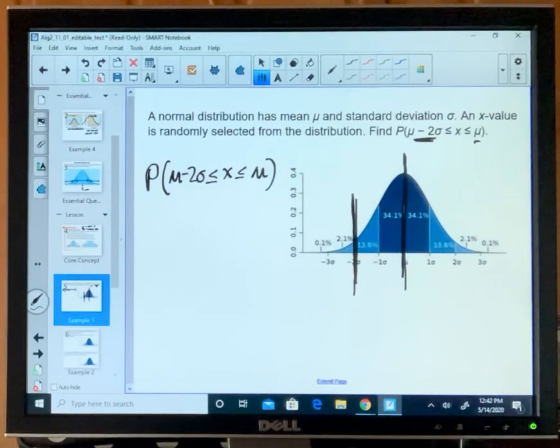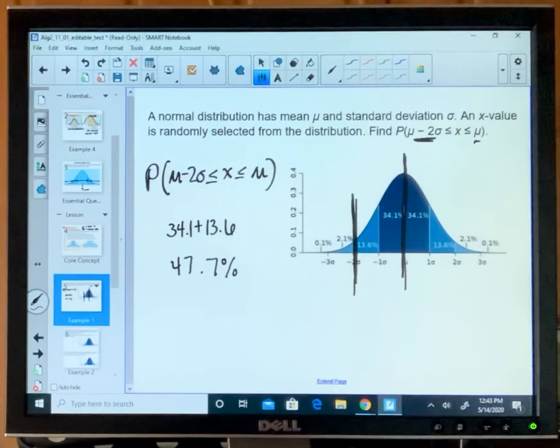Well, I'm going to say that 34.1 plus the 13.6, sorry, and that's what I would get. I would get 47.7% of the data should be in there. So what's the probability that your data point is between those two sections? Well, about 47% of the time you'll get somebody that's in that section, right? It's kind of interesting.